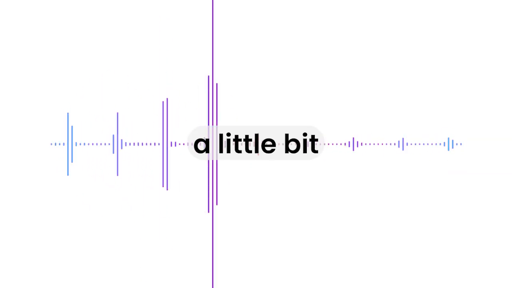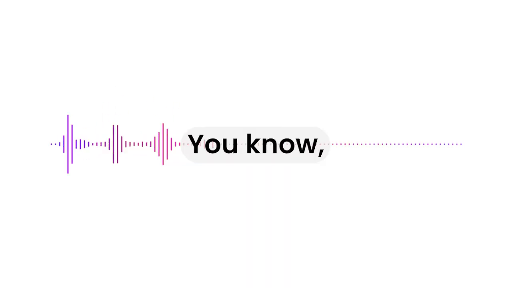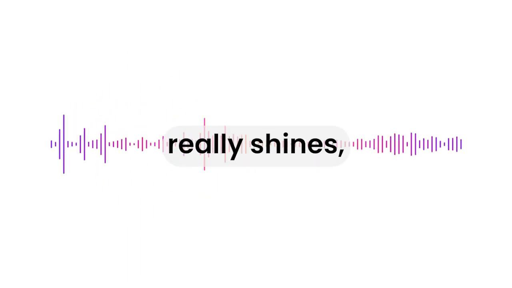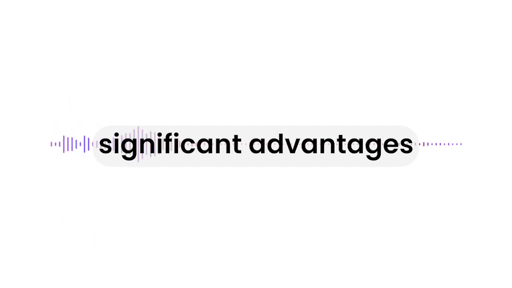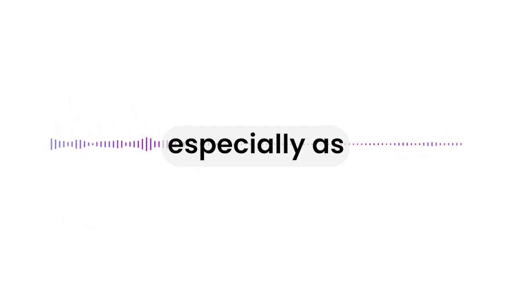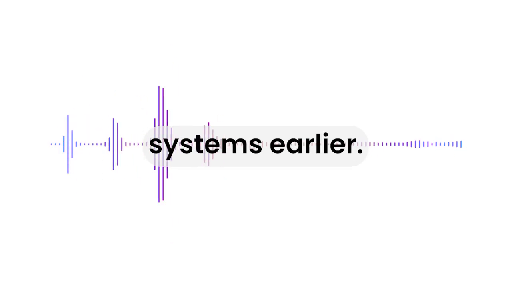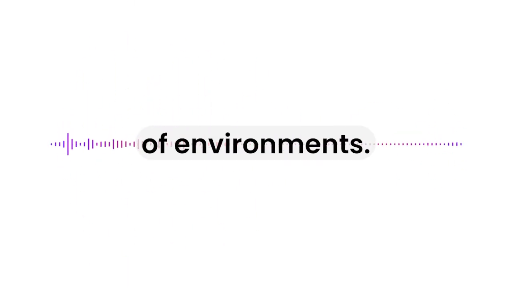Let's shift gears a little bit and talk about how UUIDs are actually used in databases. This is something that both our sources touch on. Yeah, and I think this is where the practical value of UUIDs really shines. Using them as database keys has some significant advantages over traditional integer IDs, especially as your systems get more complex. Right. And you mentioned distributed systems earlier. So how do UUIDs make things easier in those kinds of environments?